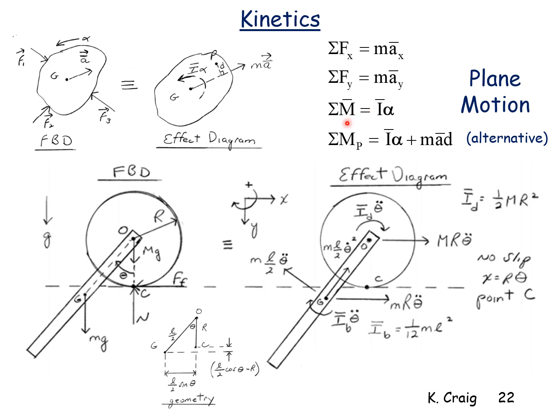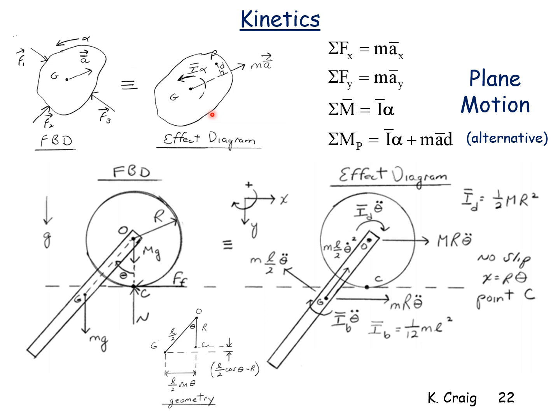The summation of moments about the center of mass is equal to the mass moment of inertia about the z-axis, the perpendicular axis, through that center of mass times the absolute angular acceleration. And this representation gives us a flexibility to pick any other point P, in this case shown here, about which to sum moments. Now, often these two diagrams are combined where these terms on the right-hand side of our equations of motion are shown on the free body diagram. And they're shown dashed and in the opposite directions that they're shown on the effect diagram.